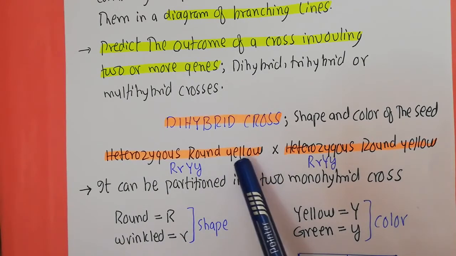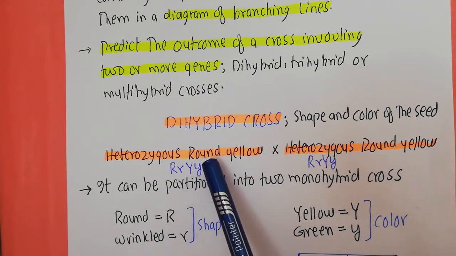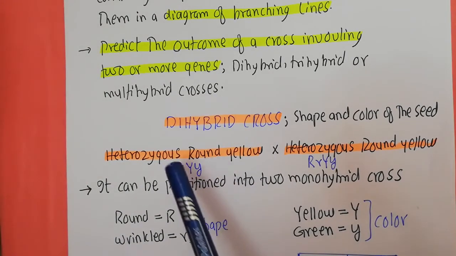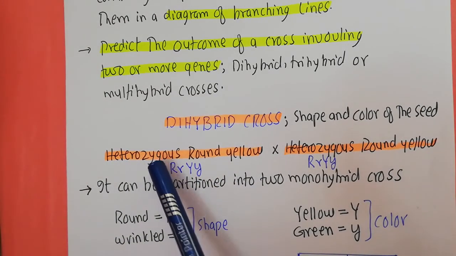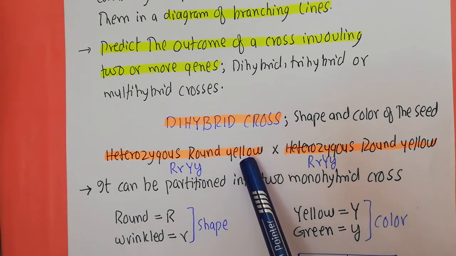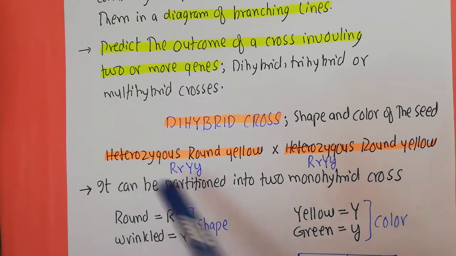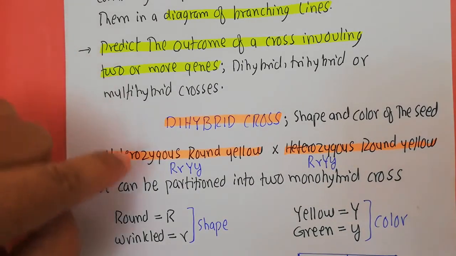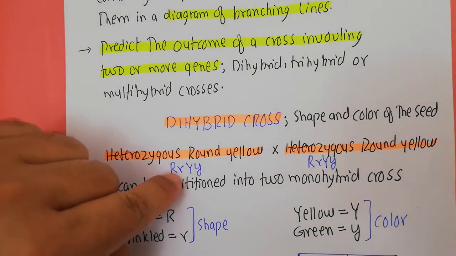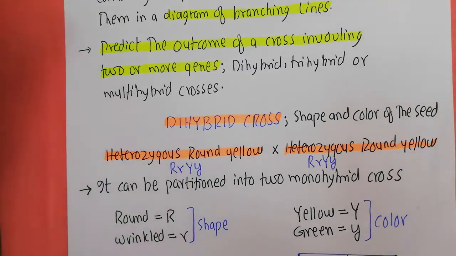round yellow. That means that the trait round, the shape of the seed that you're talking about, is in the heterozygous condition. The color of the seed is also in the heterozygous condition. What do I mean by that? Heterozygous round means that the genotype for this particular trait will have one dominant allele and one recessive allele.